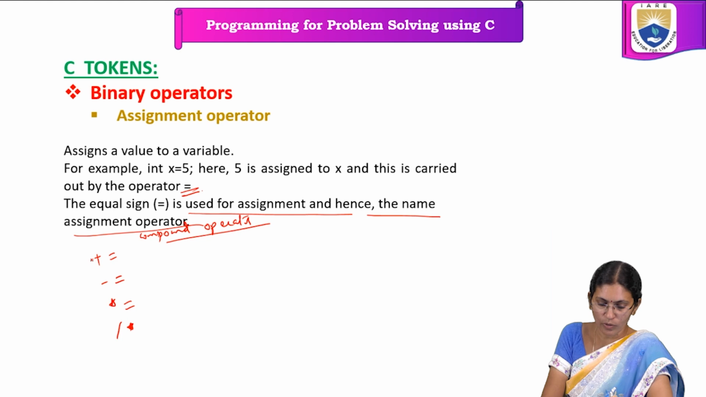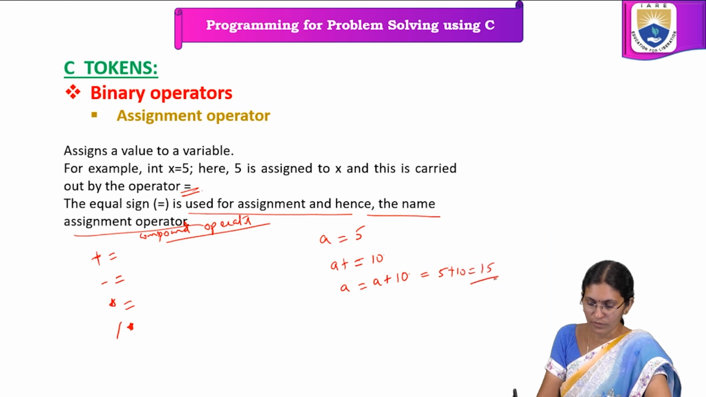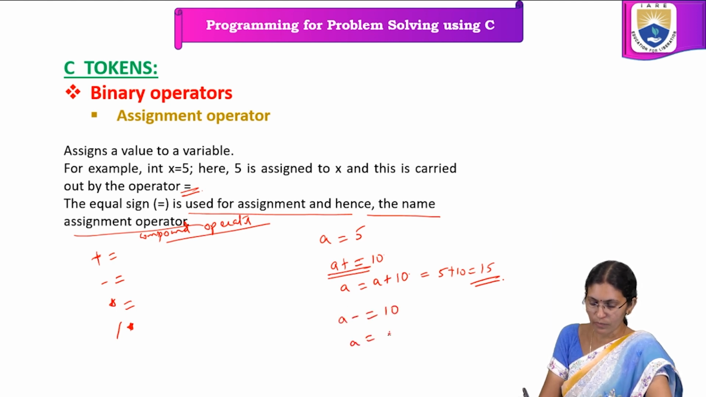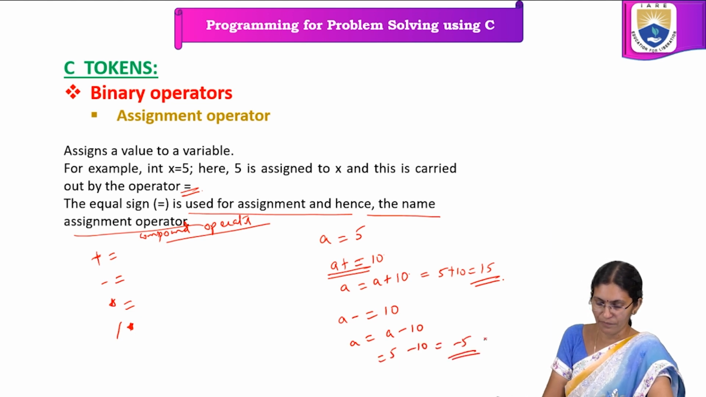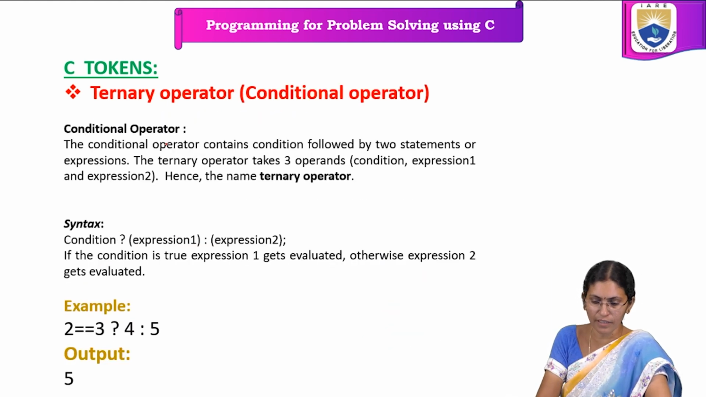Compound operators. What they do is, suppose we have a is equal to 5. If we write a plus is equal to 10, what it means is a is equal to a plus 10. So the final answer of this expression will be 5 plus 10, which is equal to 15. Similarly, a minus is equal to 10 means a is equal to a minus 10. That is 5 minus 10, which is equal to minus 5. Similarly, the other operators work the same way.